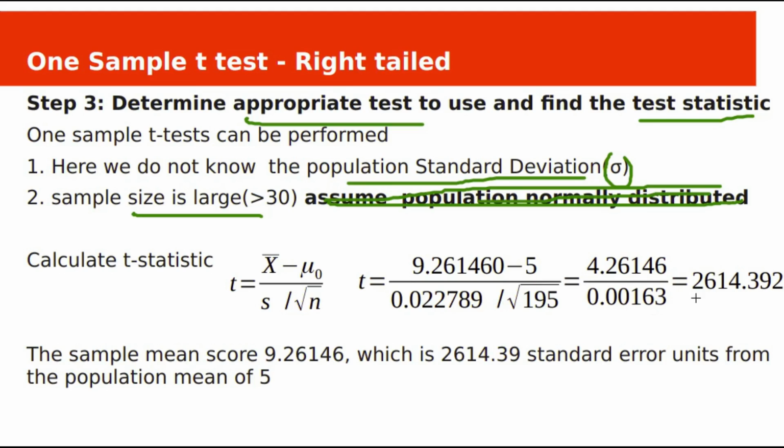The t statistic value is 2614.392. The sample mean score 9.26146 is 2614.39 standard error units from the population mean 5. It means it is too far from the expected mean value 5.